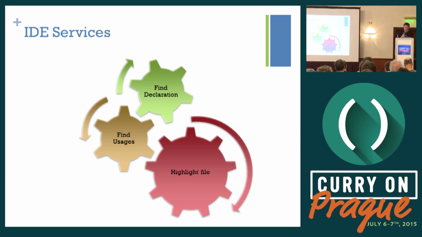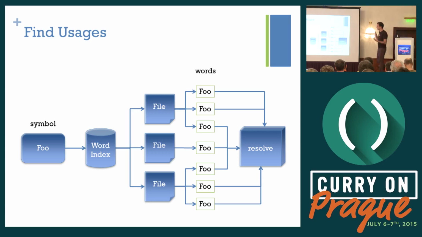So I'll explain one of these three, how it works, which is find usages, to just give you a taste of how a compiler is different from the IDE. So find usages is like the most controversial of the three. So I have a symbol, that foo on the left. It may be whatever, a class, a function, doesn't matter. Something that can be referred to in your program. And I ask my IDE, please show me all the usages of this foo in the project.